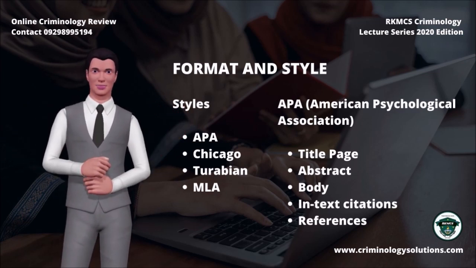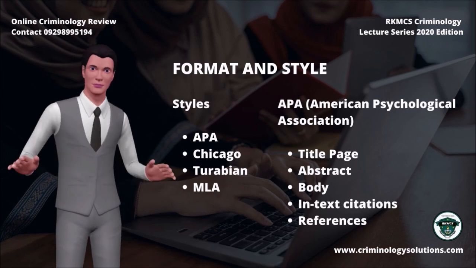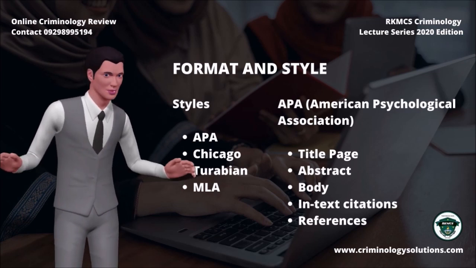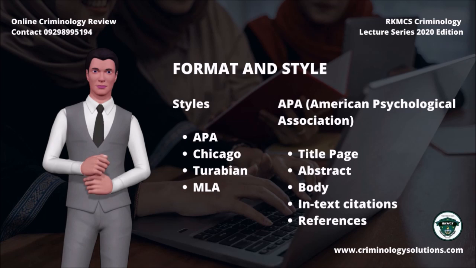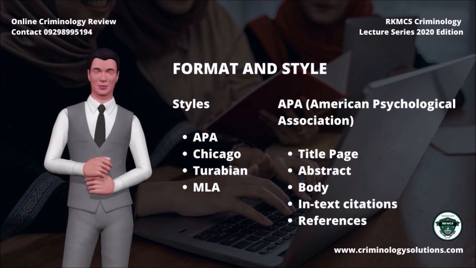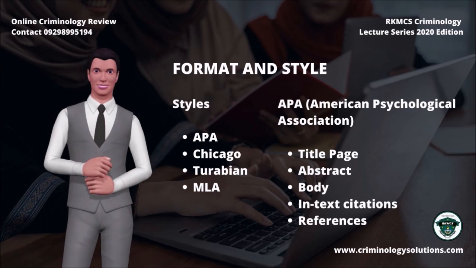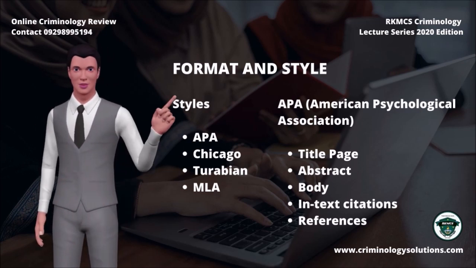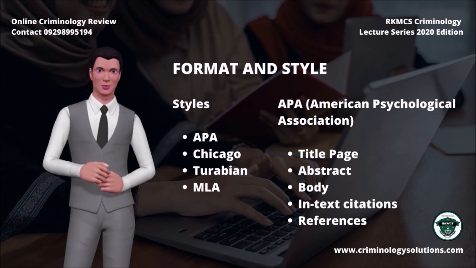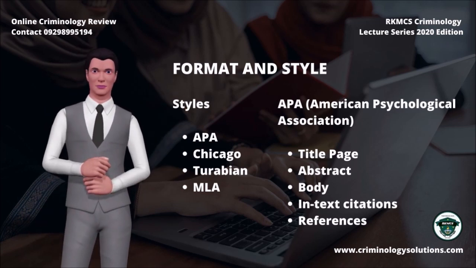The major components of a paper written in APA style are the title page, followed by an abstract. Then the body, which includes headings and, if necessary, subheadings to organize the content. Then in-text citations of research sources. And finally the references page. All these components must be saved in one document, not as separate documents.